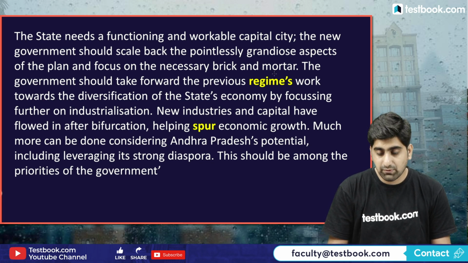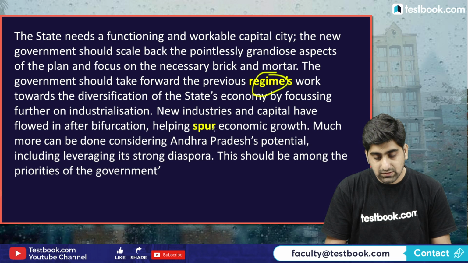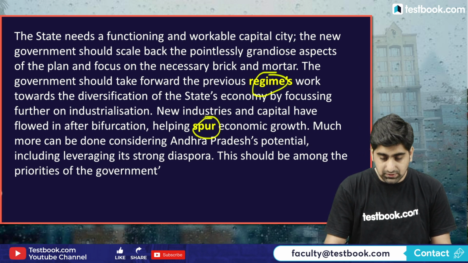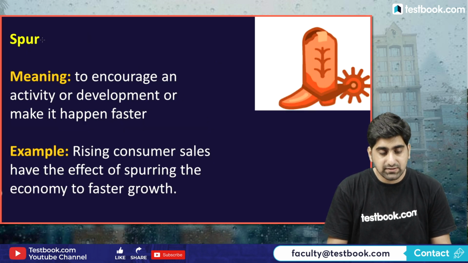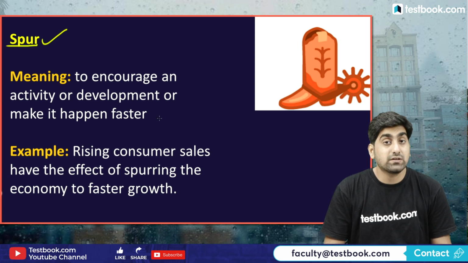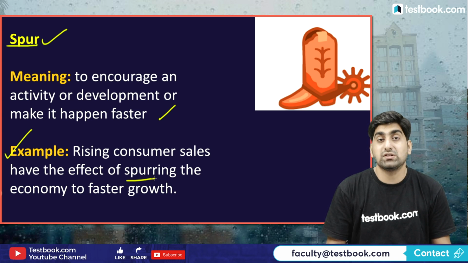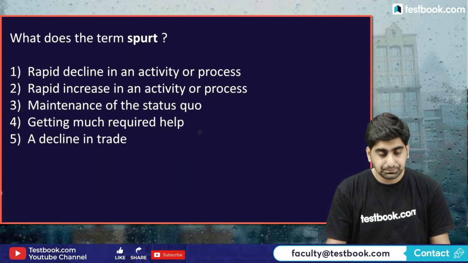So the two words are regime and spur. So regime and spur have been under discussion. तो एक बार word को discuss करते हैं. Spur means to encourage an activity or development, making it faster. An example sentence: rising consumer sales have the effect of spurring the economy, I mean encouraging the economy. So you can use this word in various aspects.